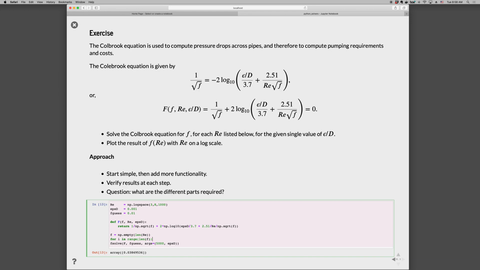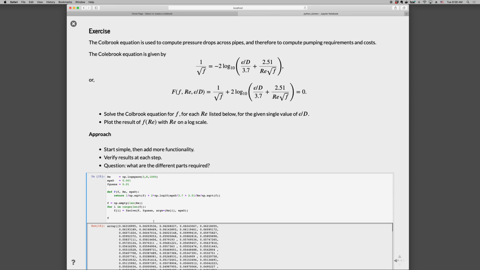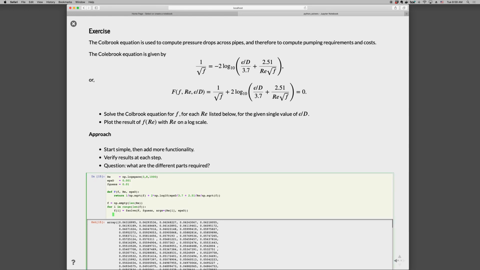Then we have solving the same function with the same guess. Now the args are the current Reynolds number, re i, and eps d, and the result can go in f i equals this. Okay, now if we look at f, we can see that it is an array of answers, and then we can go ahead and plot the Reynolds number and f, and we'll leave that as an exercise for you.